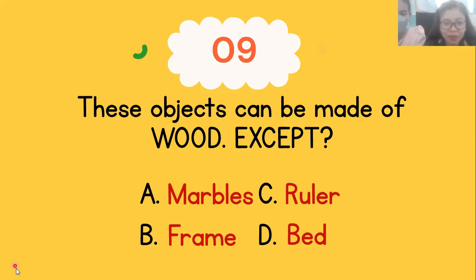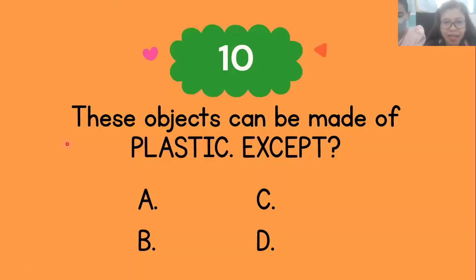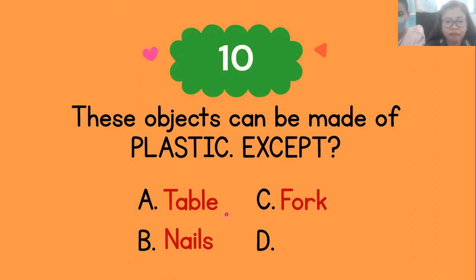Okay, and the last number we have. Number 10. So, these objects can be made of plastic, except A, table, B, nails, C, fork, D, toys. These objects can be made of plastic, so it means they can be plastic. A, table. Have you seen a table made of plastic? B, have you seen nails made of plastic? C, have you seen fork made of plastic? Or D, have you seen toys made of plastic?